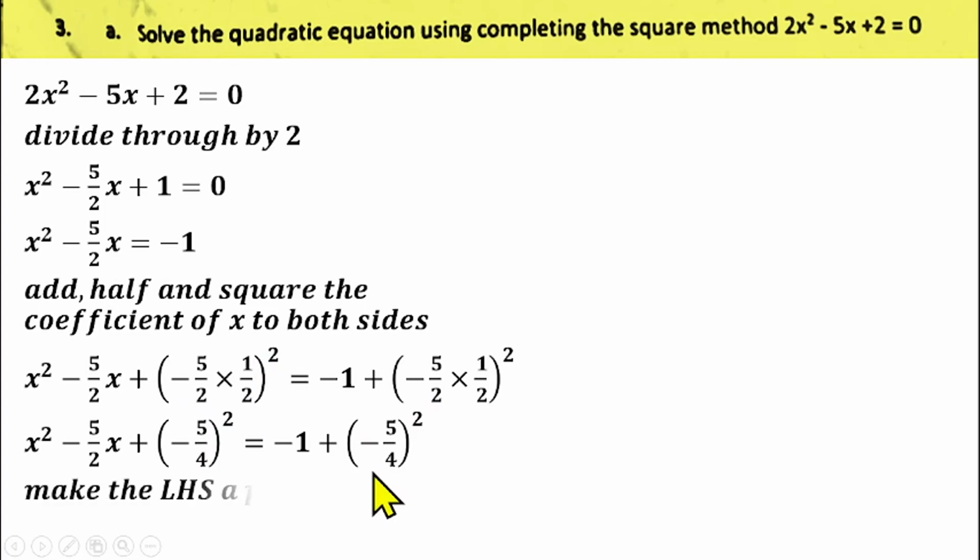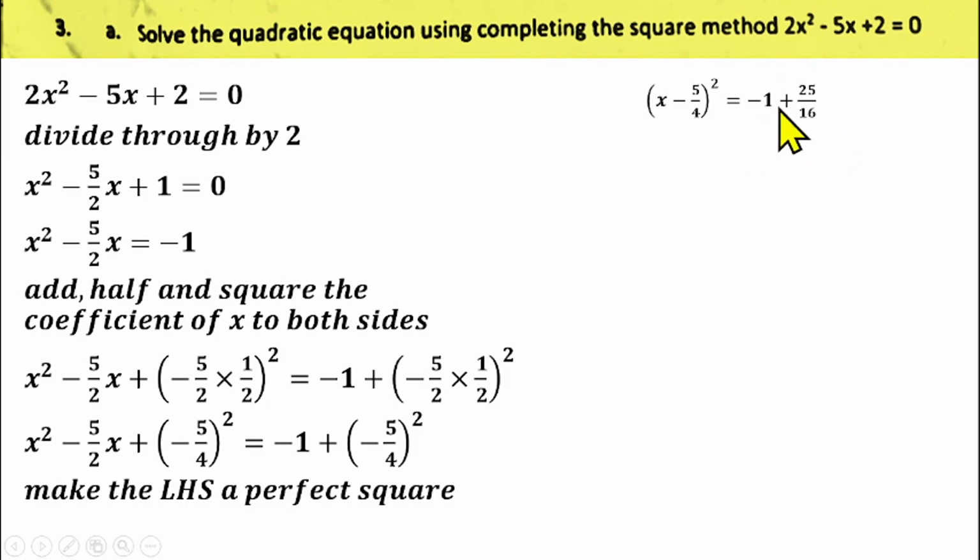Then from there, we can make the left hand side a perfect square, and that should be x minus 5 over 4 all squared, from the coefficient of x, which gives us minus 5 over 4. So you get x minus 5 over 4 all squared equals minus 1 plus 5 squared, which gives 25, and 4 squared gives 16. So you have minus 1 plus 25 over 16.